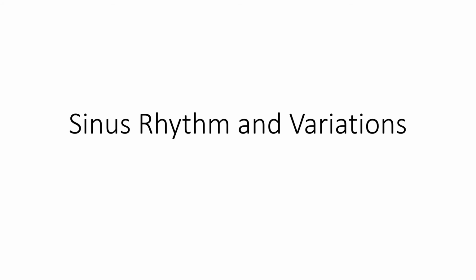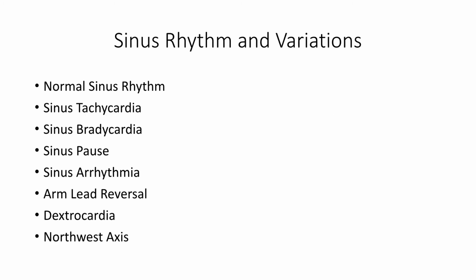So now that we've finished ECG basics, let's get started with sinus rhythm and variations. Here is an outline of sinus rhythm and variations. We're going to look at normal sinus rhythm, sinus tachycardia, sinus bradycardia, sinus pause, sinus arrhythmia, arm lead reversal, dextrocardia, and northwest axis.